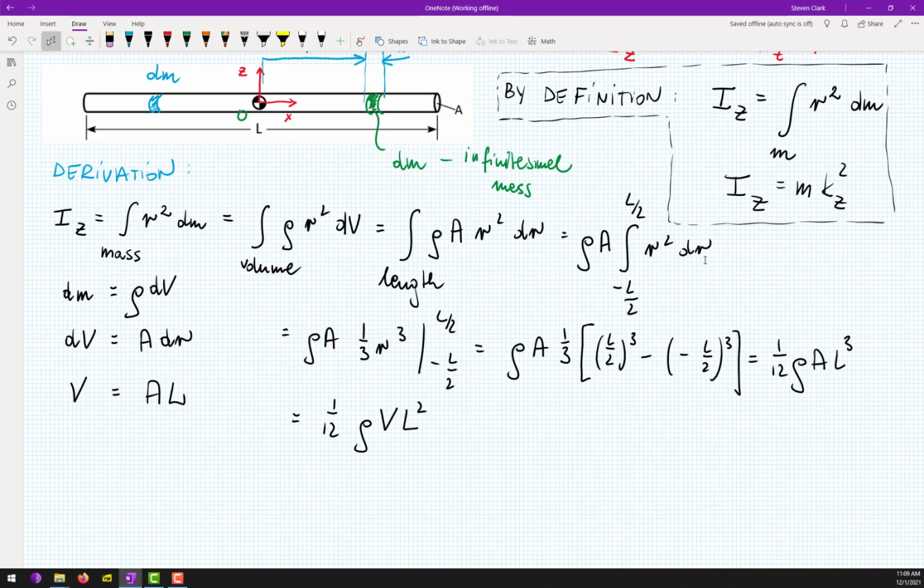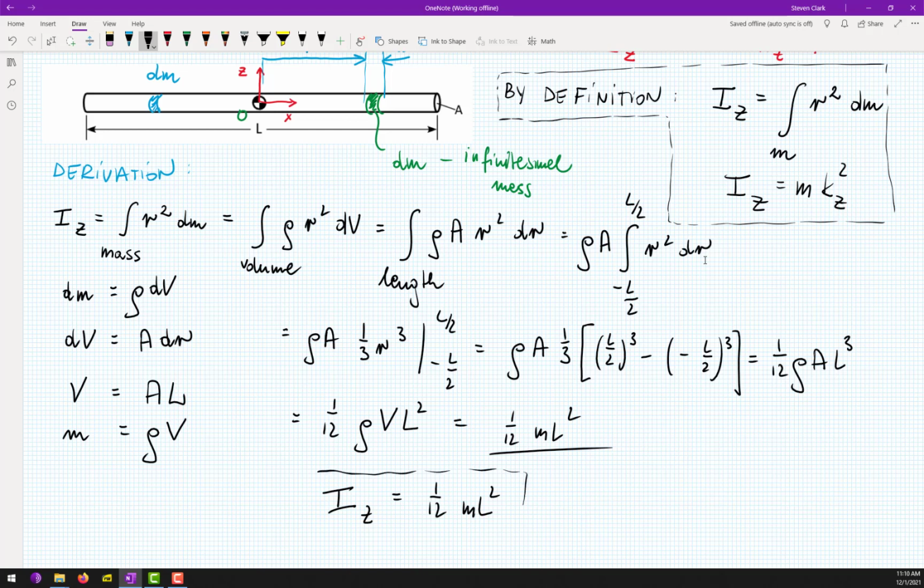Moreover, the mass of the entire beam is rho V. So it will be 1/12 mL squared. Great, and we are done. Iz of our beam is 1/12 mL squared. This is the answer to part A.